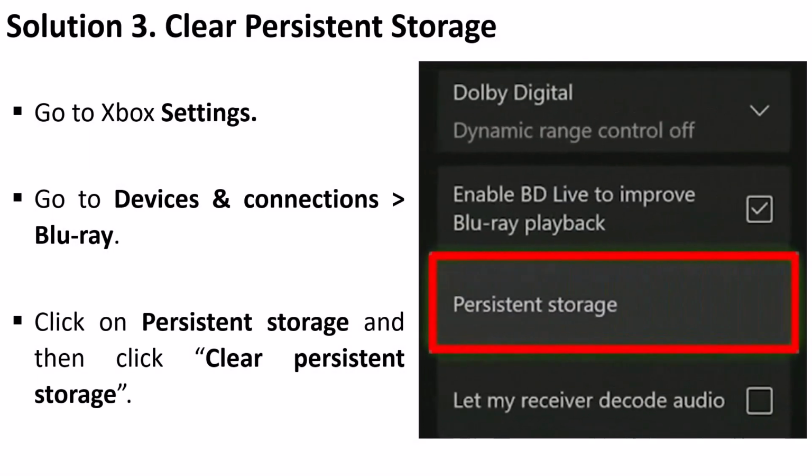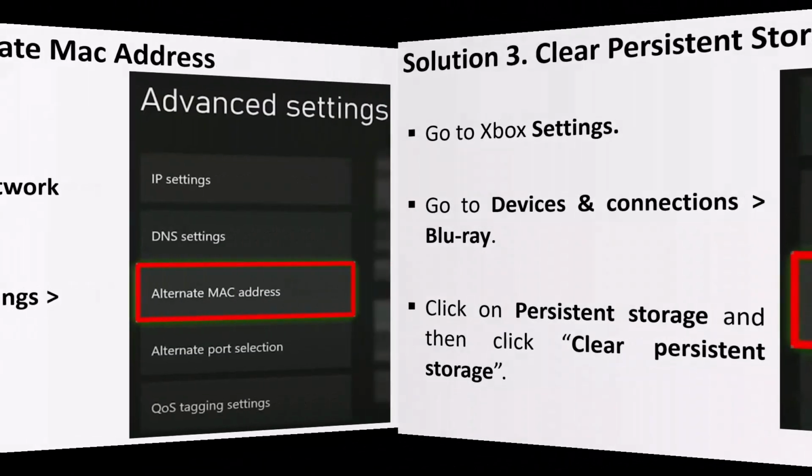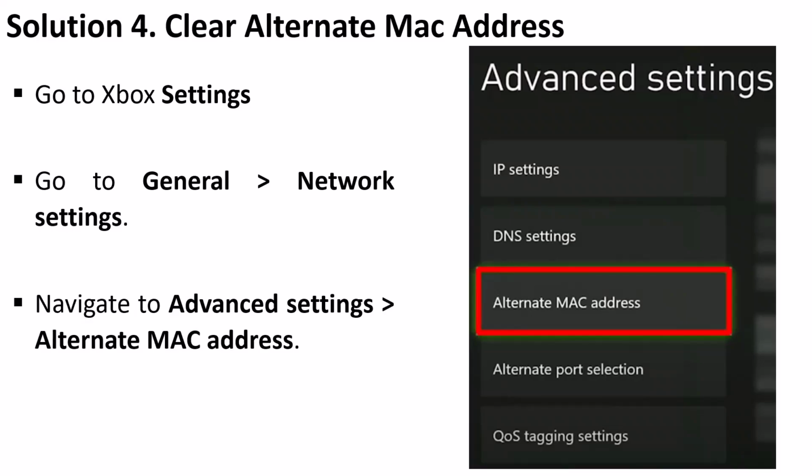Solution 3 is to clear persistent storage. So go to Xbox settings, go to devices and connections, Blu-ray, click on persistent storage and then click on clear persistent storage.